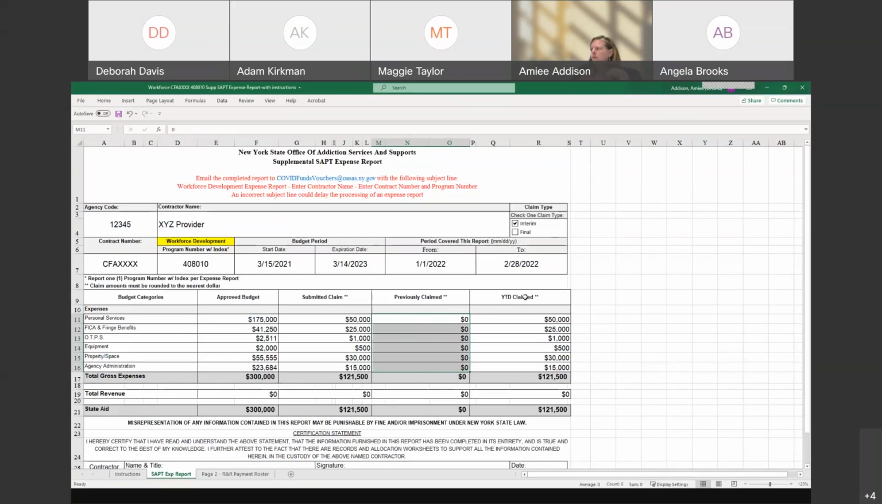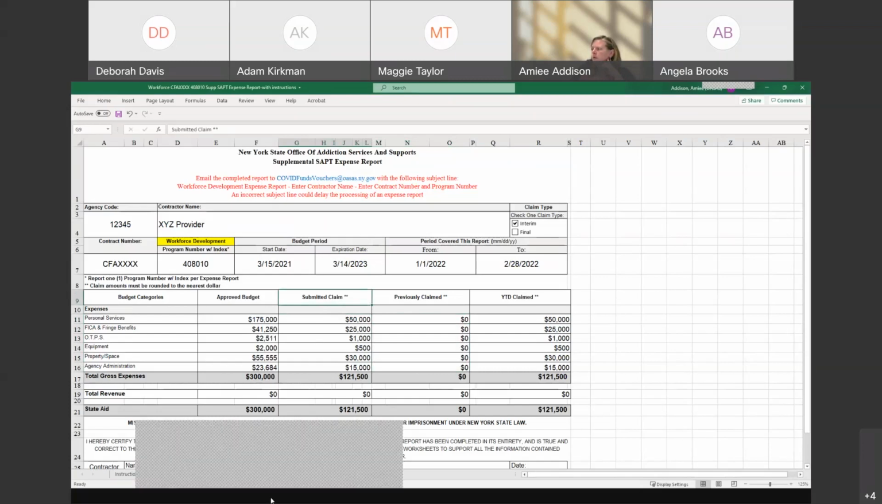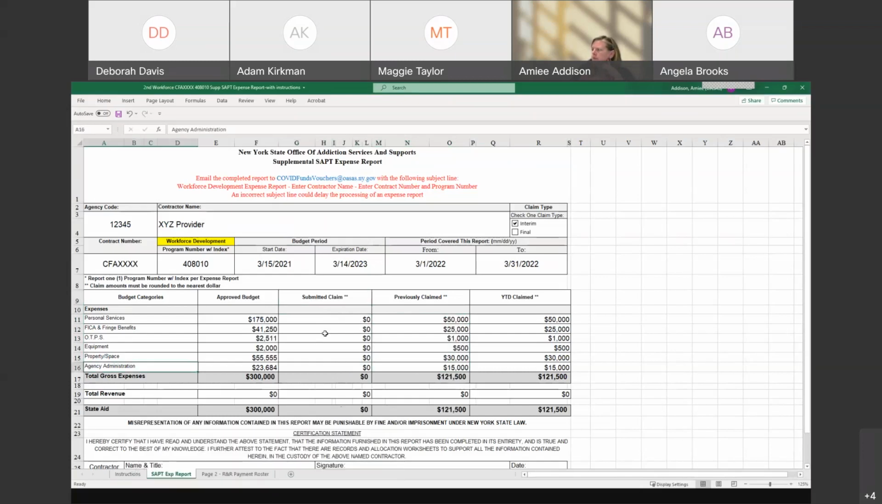Right, so just to restate that, you're going to put your new claimed amount in the submitted claim. And those new claims will be for the time period that is listed under period covered for this report. So those are the new claims. And then in previous claimed, that's where you would put your claims from your last expense report submitted. That was it, right? Yes. Okay.